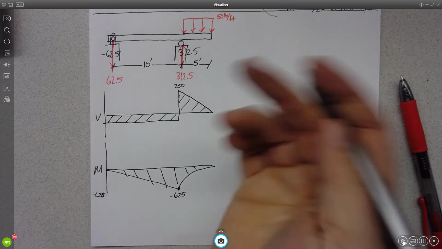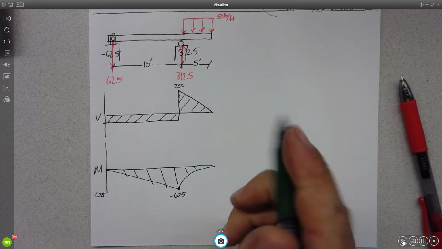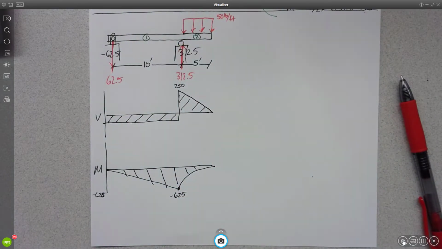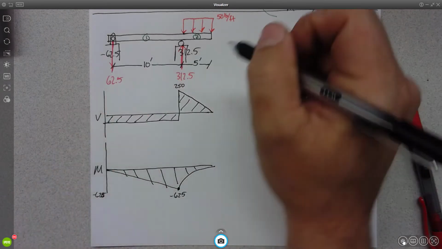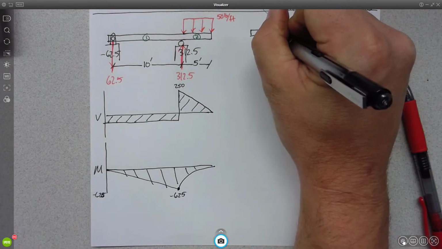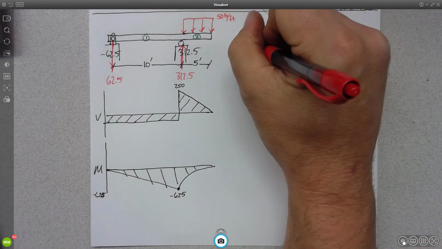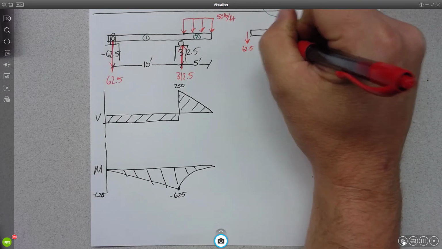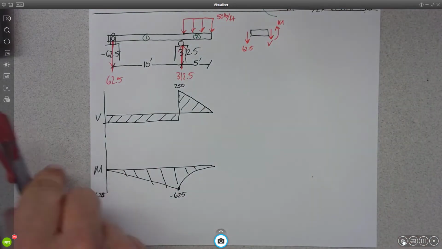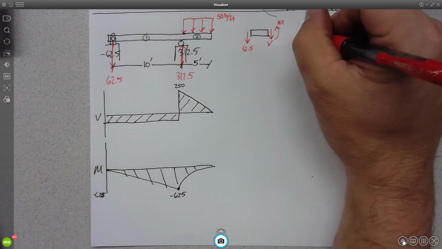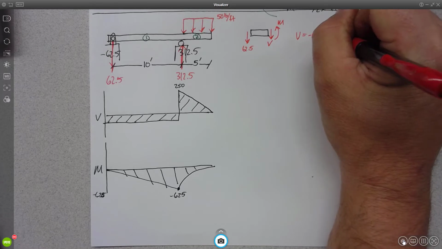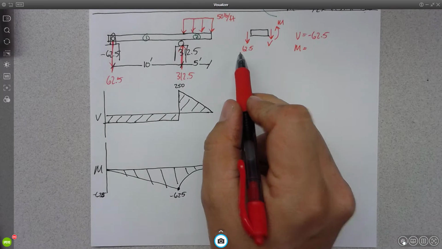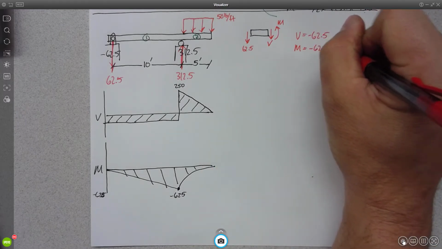Okay. So what if we were going to break it into regions? How many regions do we have? 2, right? We have 1 here, 2 there. First region is pretty simple. We can just look at that and say, hey, V has to be equal to negative 62.5, right? The moment has to be equal to negative 62.5x.